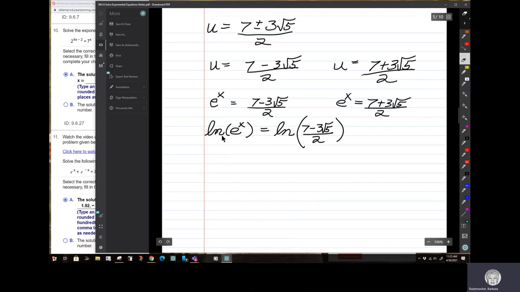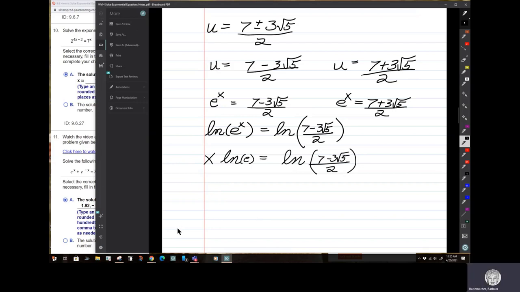So the whole reason we use logarithms, ln is just a logarithm, it's the natural log, is to bring the x down in front. X times the ln of e equals the ln of this somewhat ugly thing right here. 7 minus 3 times the square root of 5 all over 2. But if you pop into your calculator for a minute, or remember what we talked about yesterday, ln of e, I'm going to put a note over here. The ln of e is log base e of e, because ln is log base e.